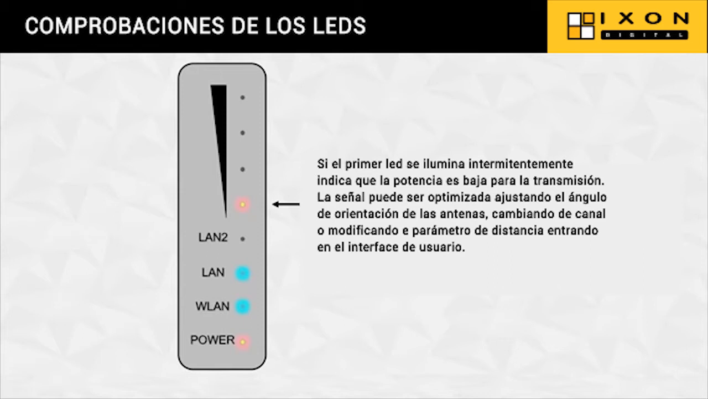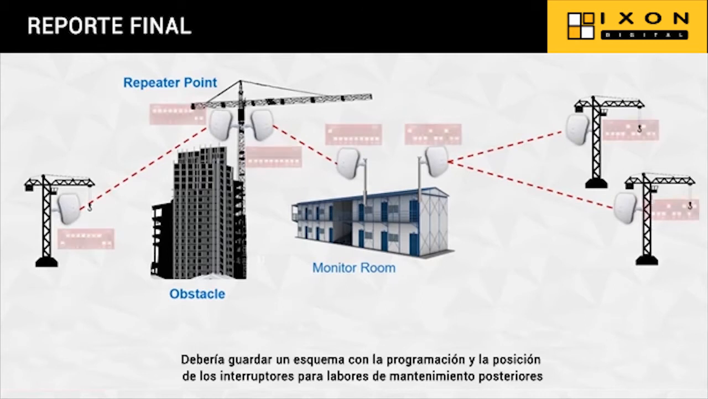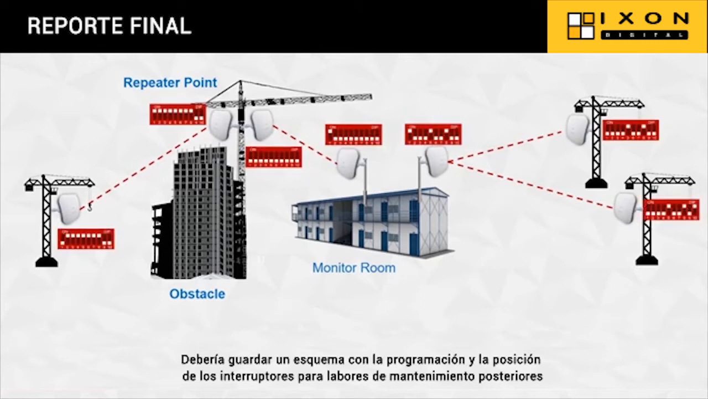The signal strength can be optimized by adjusting the installation angle, changing the dial code, or changing the distance parameter by entering the setting interface. We should keep a complete link planning scheme and dialing records of all AP for debugging and maintenance convenience.